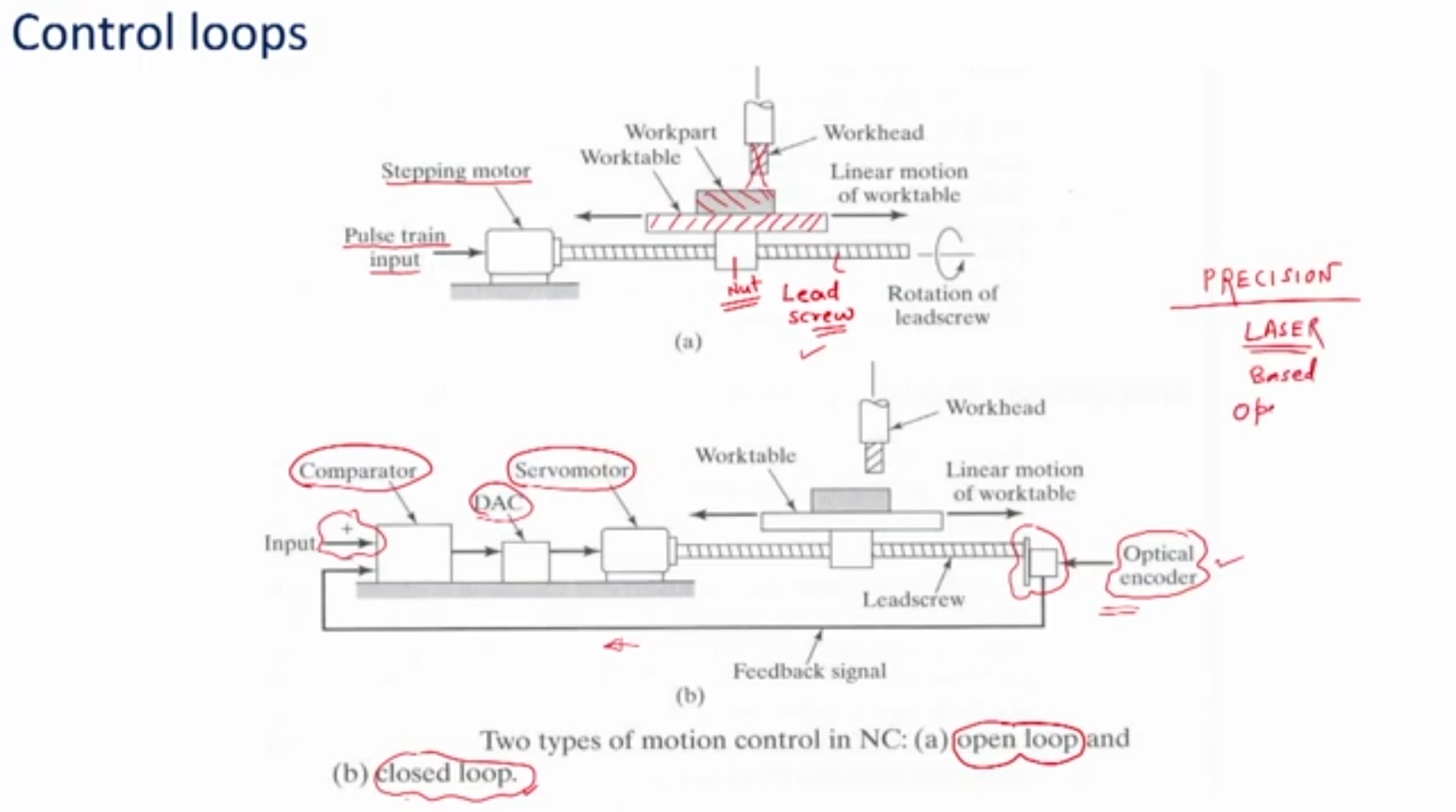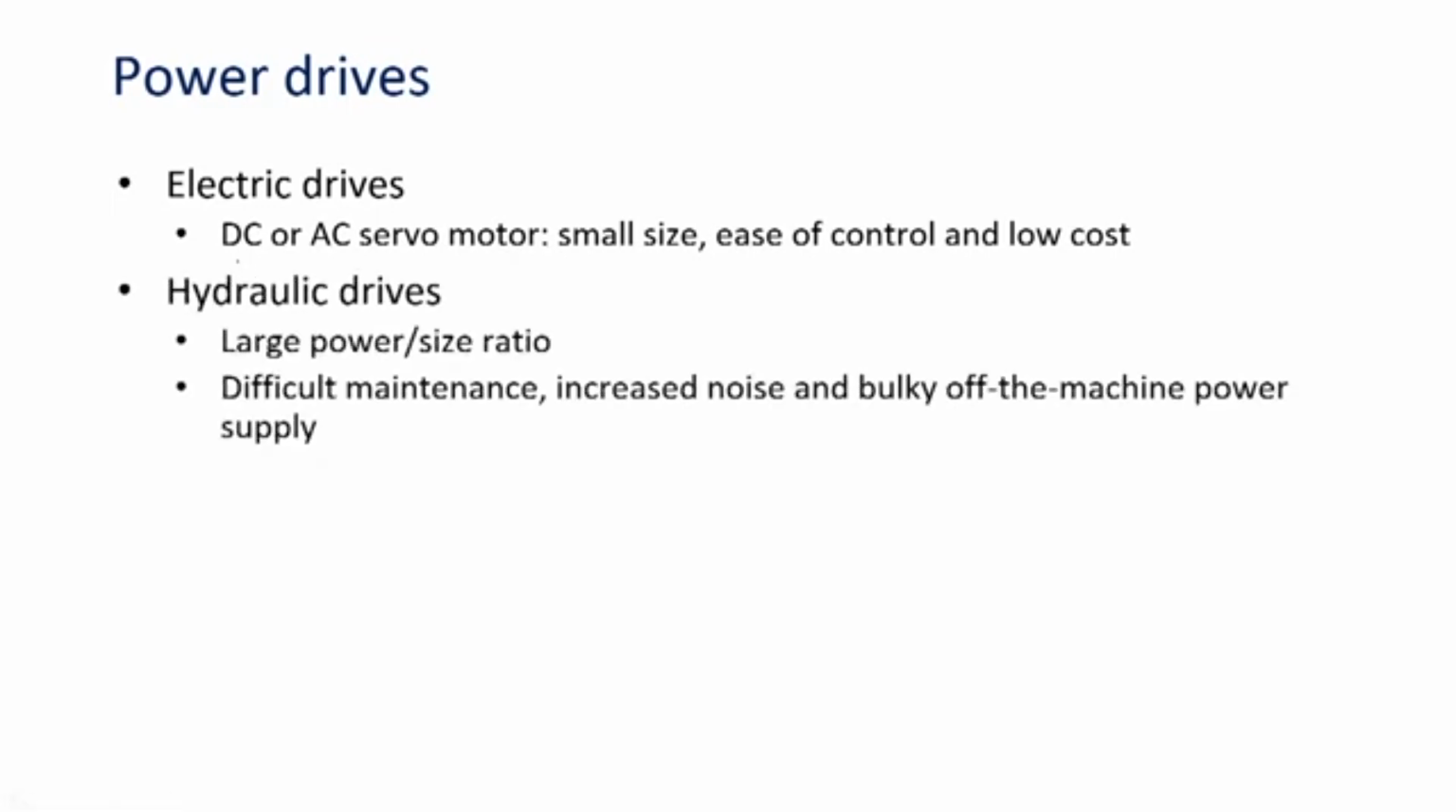But when we consider the hydraulic drives, which have a very large power to size ratio, in the industry or on the shop floor, we are also using hydraulic drives which are CNC controlled. These hydraulic drives are providing us a large power to size ratio, but they are difficult in maintenance. They do have a lot of noise and the structure is quite bulky to handle. So, such systems are rarely being used in the laser based applications.